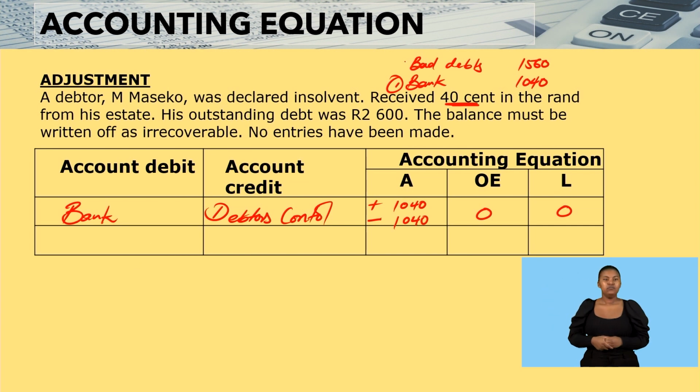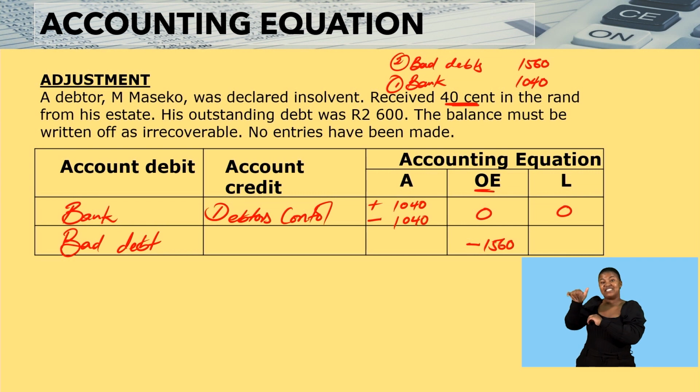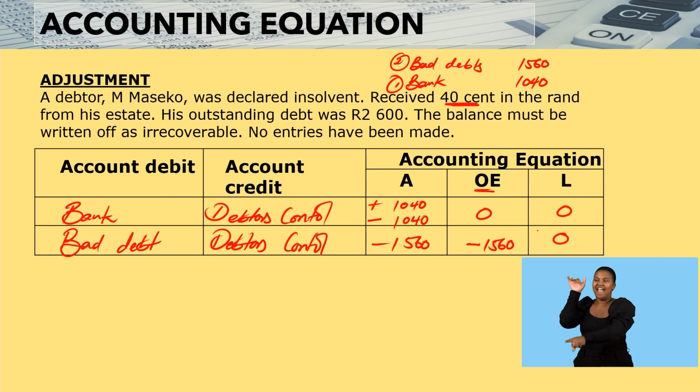Let's come to the second one. When we wrote off the 60 cents in the rand, that is the bad debt. So account debit is bad debt, because this is an expense. So bad debt, an expense that will affect my owner's equity, minus 1,560. And the account to credit, therefore, is debtors control. Debtors control is an asset, so I'll come here and say minus 1,560. This does not affect my liabilities.